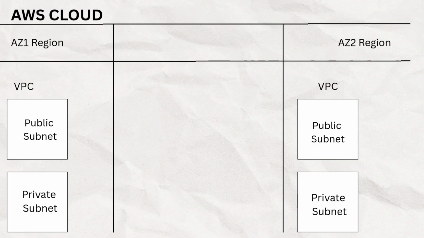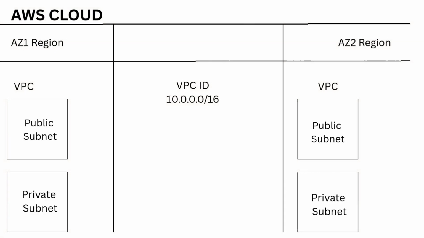In simple terms, this is how a VPC looks in the AWS cloud. Say for example, we have two different availability zones and there are different VPCs under each region. Under each VPC, there will be a default subnet. That default subnet we call a public subnet. To create any private subnet, we have to create it manually. But the public subnet will be there by default.